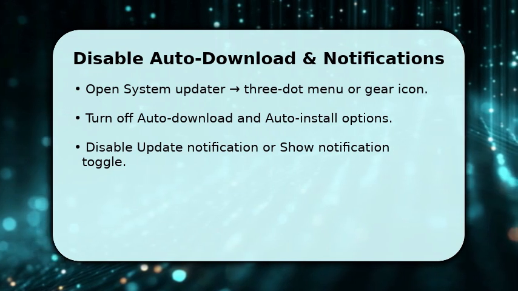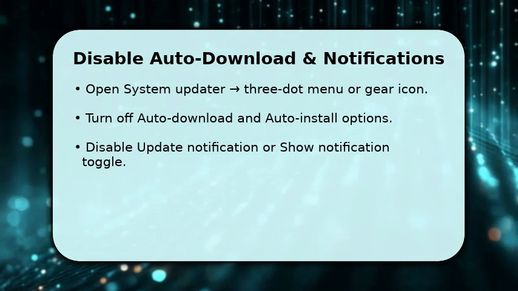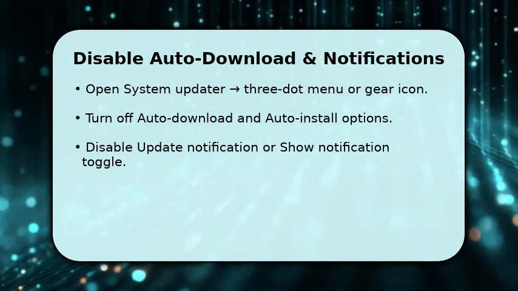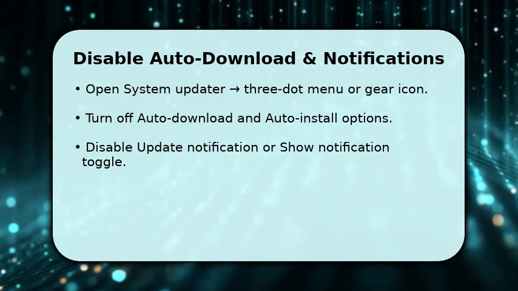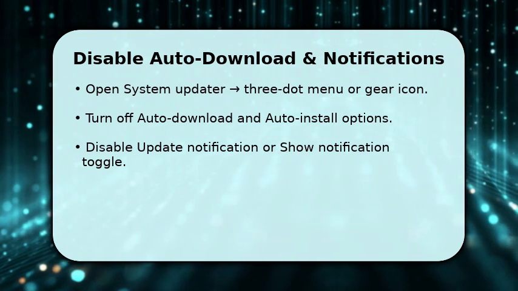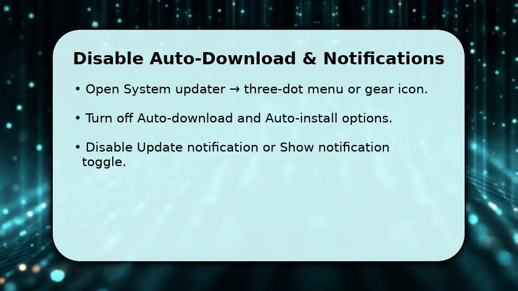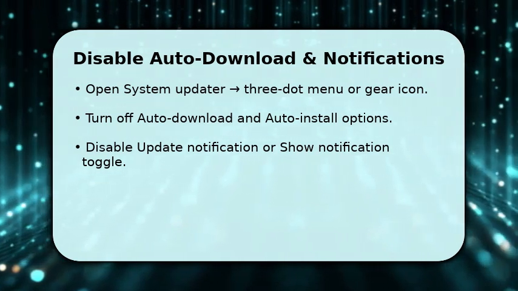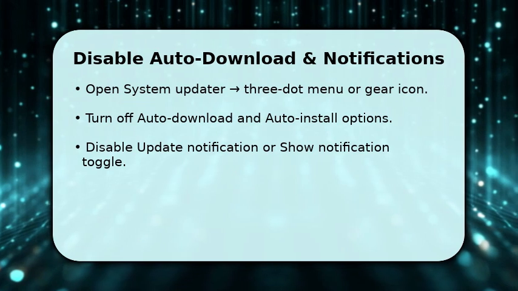Then locate the Update notification or Show notification toggle and turn it off to stop pop-ups. This prevents the system from alerting you every time a patch appears. You'll maintain control and pick when to update. Make sure the changes stick by exiting and re-entering the Updater to confirm.